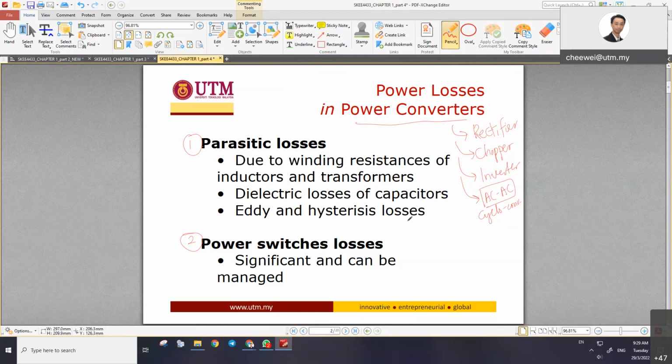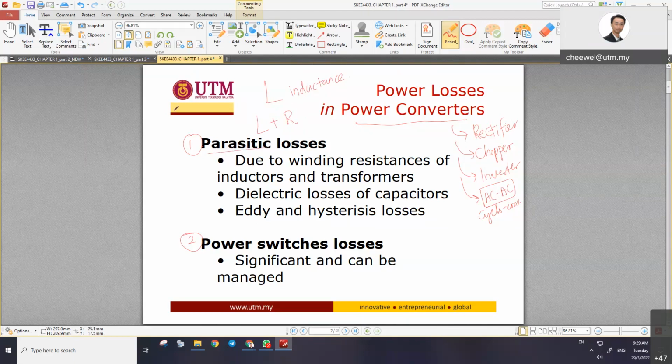For example, you buy an inductor. Inductor is L. What I want inside the inductor is only the inductance, isn't it? But in the real world, when you buy an inductor, it will not give you only the inductance. Inside the inductor, you will have inductance plus a small resistance, because this small resistance happens inside the material that you use to create the inductance. We call it parasitic.